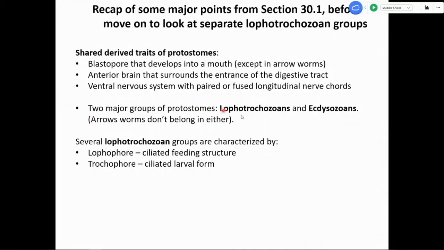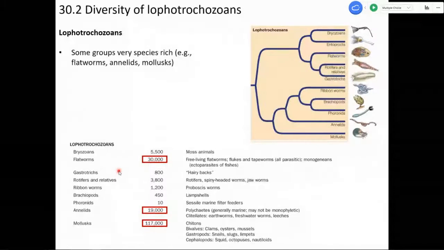Two major groups of protostomes, the Lophotrochozoans and the ecdysozoans, and arrowworms do not belong to either of those, it's thought. And several Lophotrochozoan groups are characterized by the lophophore and the trochophore, but not universal throughout the whole group.